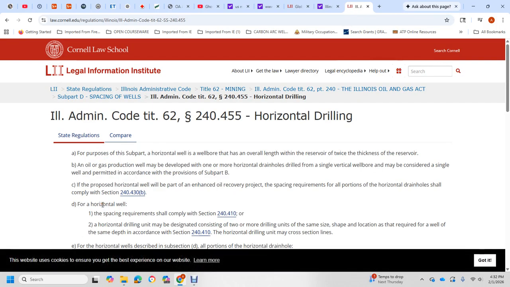Horizontal drilling. In principle, the subpart of a horizontal well with the original or overall length of the reservoir, twice the thickness of the reservoir, with the oil and gas may be developed within one horizontal drain hole of the drill with a single vertical well bore. It may be considered with a single well per one corner of the provision, subpart B.